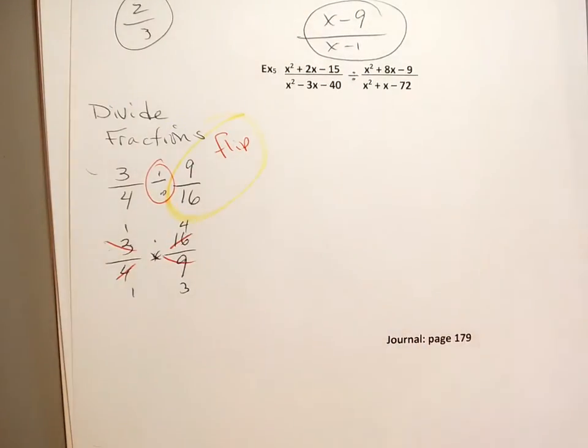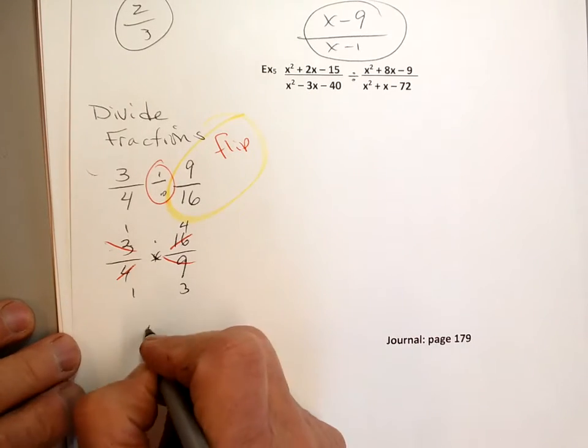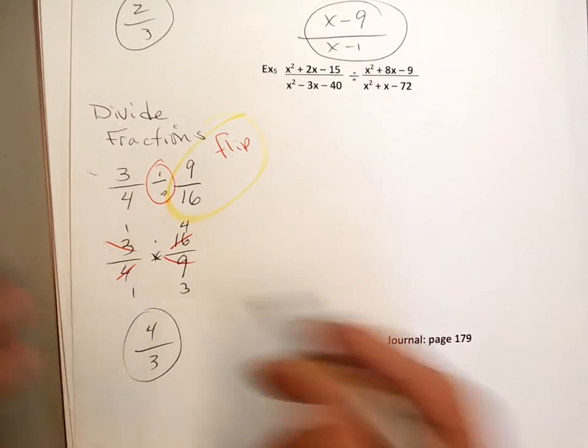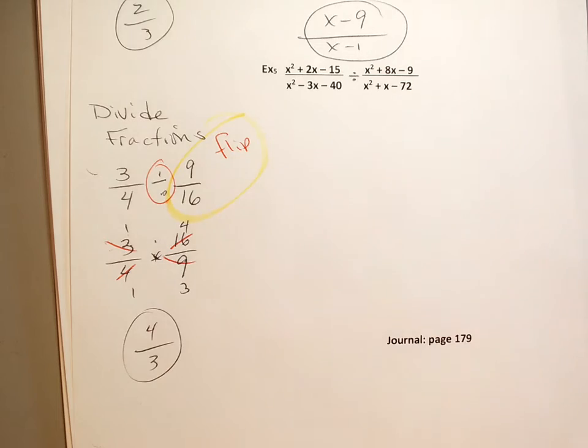And now if I multiply straight across, it's so much easier. I get 1 times 4 is 4. 1 times 3 is 3. And I get 4/3. Boom. Got it. Okay, now let's do the same process over here in example 5.